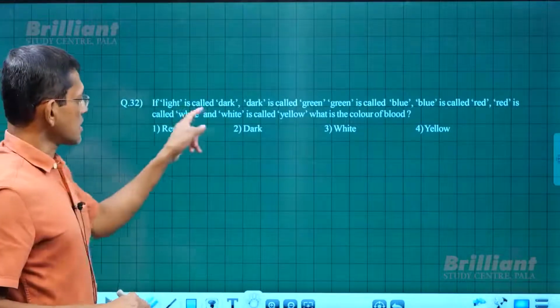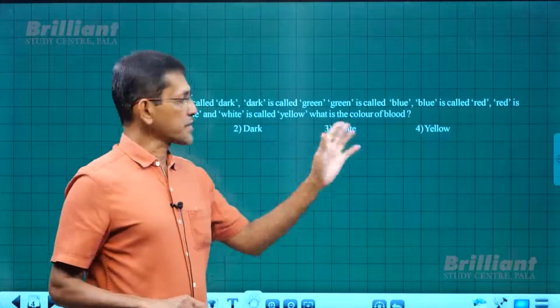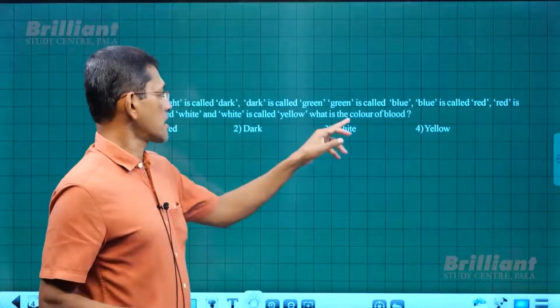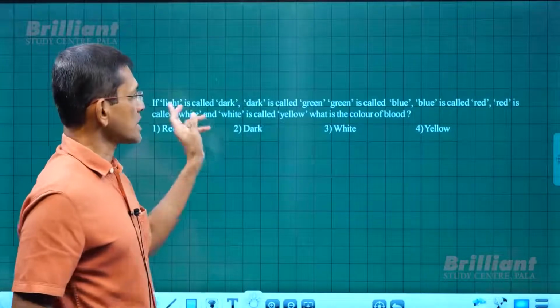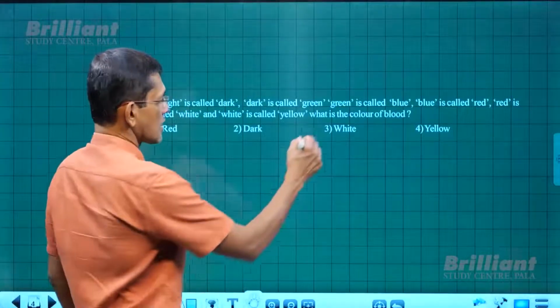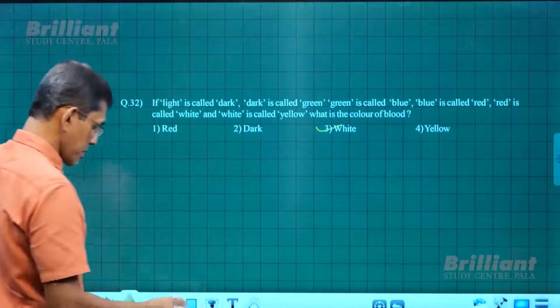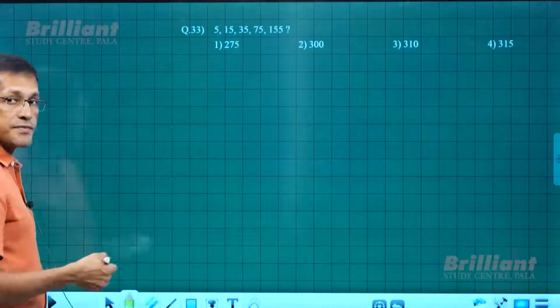Next one. If light is called dark, dark is called green, green is called blue, etc. So then what is the color of the blood? Well, the color of the blood, everybody knows that it's red. So red is called white. Red is called white. So what is the answer? White. Simple question. Now we go forward. Next one.